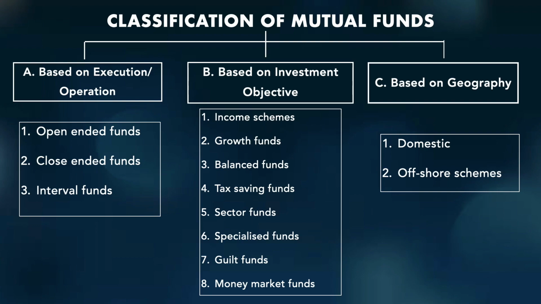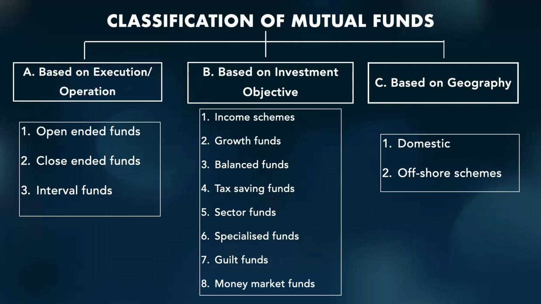So today under this classification we have three different categories. One is based on execution or operation, under which we have three types: open-ended funds, close-ended funds, and interval funds. Part B is based on investment objective. So what is your objective when you're investing your money as an investor? You have income schemes, growth funds, balanced funds, tax saving funds, sector funds, specialized funds, gilt funds, and money market funds. These are 8 different types under category B.